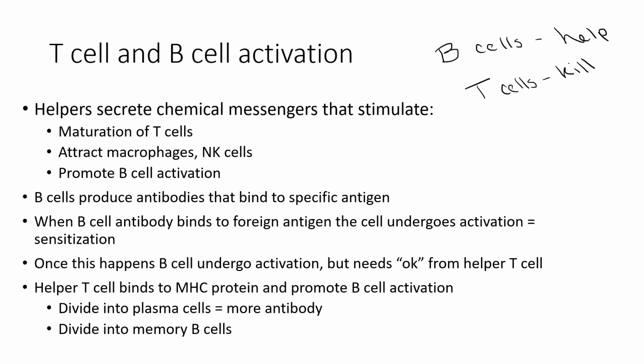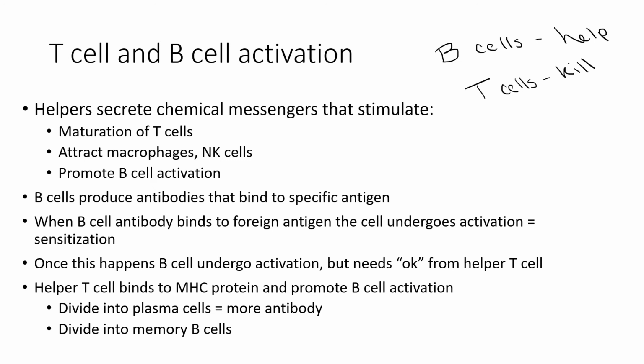And this is how. B cells are going to produce antibodies that are going to bind to specific antigens. What's going to happen with those antibodies is that they are going to punch holes into the plasma membrane of whatever it is that they are attacking. This is going to help the T cells later be able to kill that cell. So when a B cell antibody binds to foreign antigens, this is called sensitization. Once sensitization happens, the B cell is going to undergo activation, but needs an okay from a helper T cell.